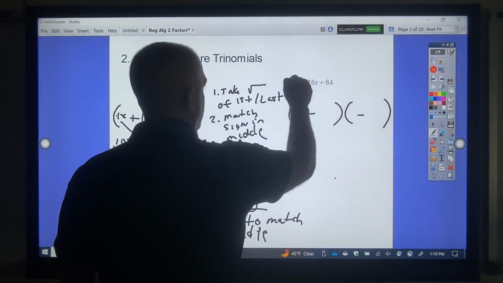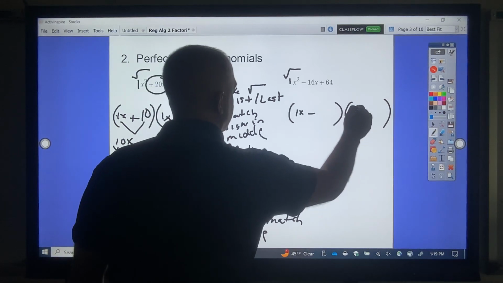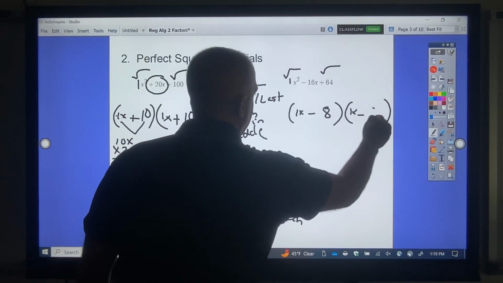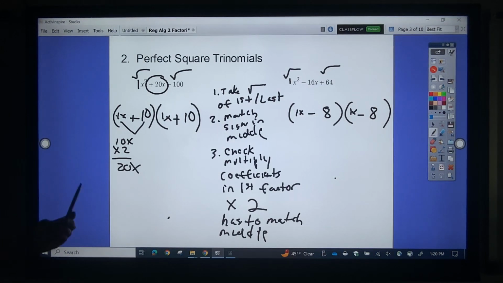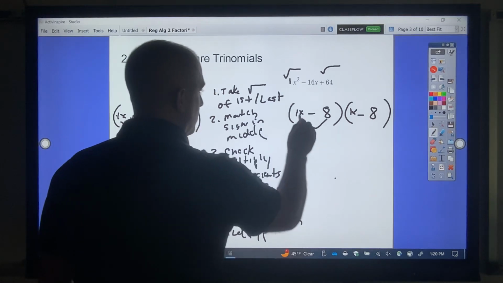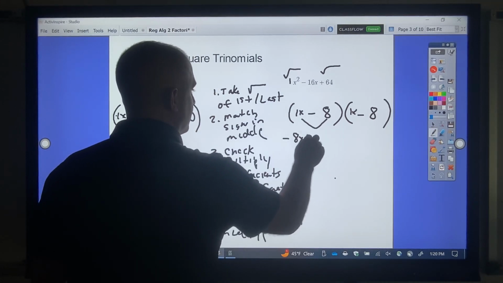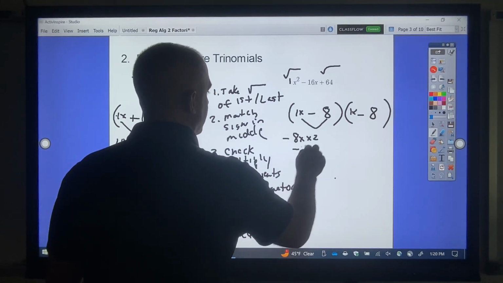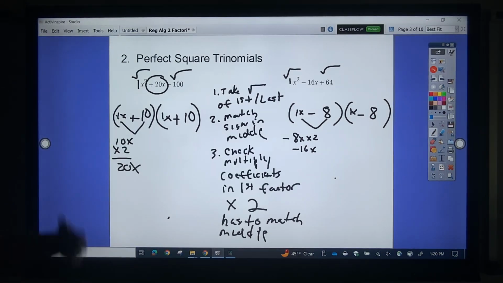Okay? Square root of 1x squared was 1x. Square root of 64 was 8 and 8. Okay? So what I want to do to check is multiply these two. 1 times negative 8x is negative 8x. Times 2 is negative 16x. And that's what my middle is. So I know I'm right.